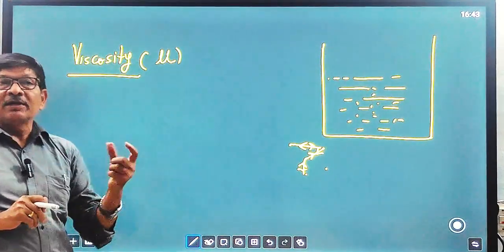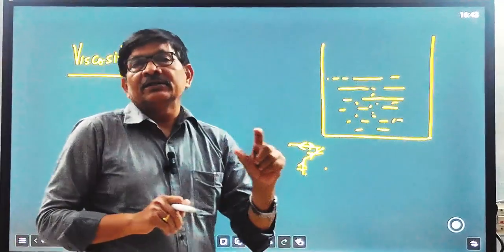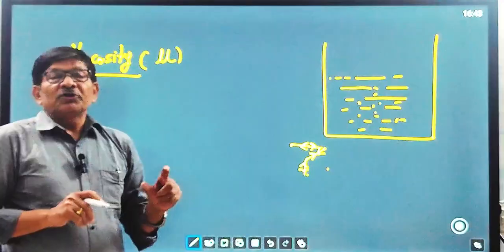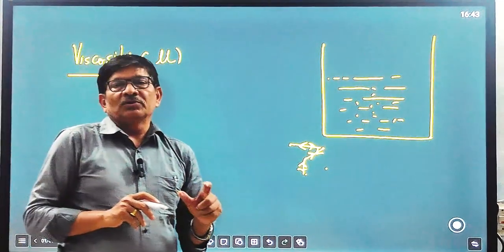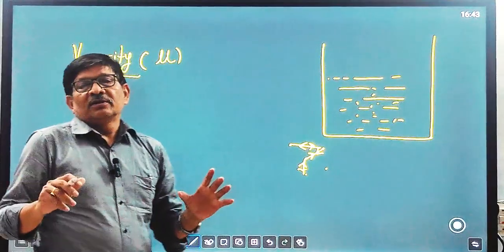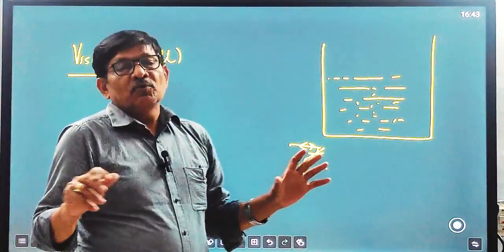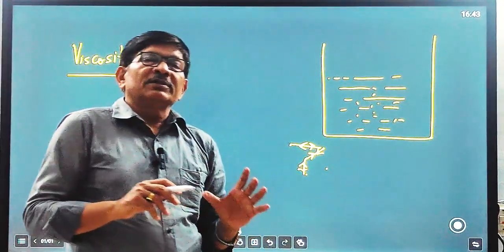And fluid can be defined by two types of matter. It is either gas or liquid. Both are fluid. So here in fluid mechanics, mainly we focus on the liquid, not gas, but both are fluid. Fluid means liquid and gas.